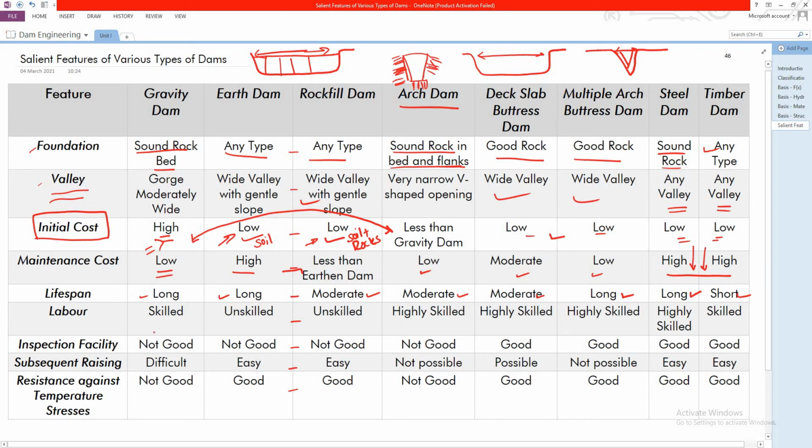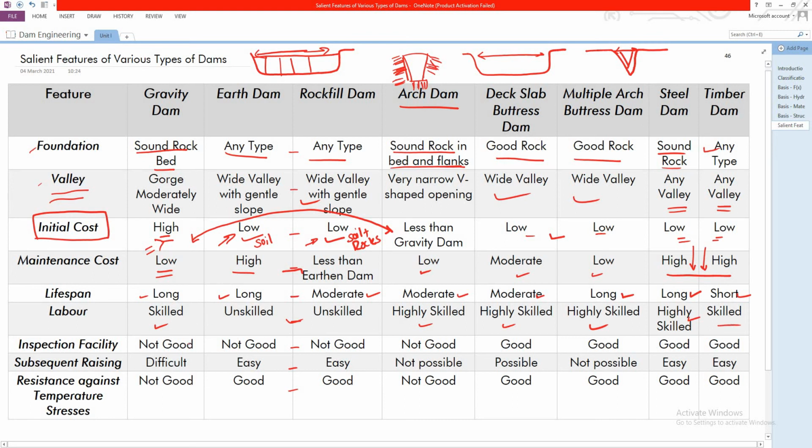Then regarding labor, what skill set of labor is required? What is the initial requirement of labor while constructing that dam? In case of gravity dam, it is required to be high. Okay, skilled labor is required. Then in case of embankment dam, unskilled labor can also do the thing. See, in case of arch dam, where construction design are complex, that's why skill set of laborer required is very high. Same goes with deck type and multiple arch type buttress dam. In case of steel dam also, we require highly skilled laborer, and timber dam semi-skilled or let's say skilled laborer is required.